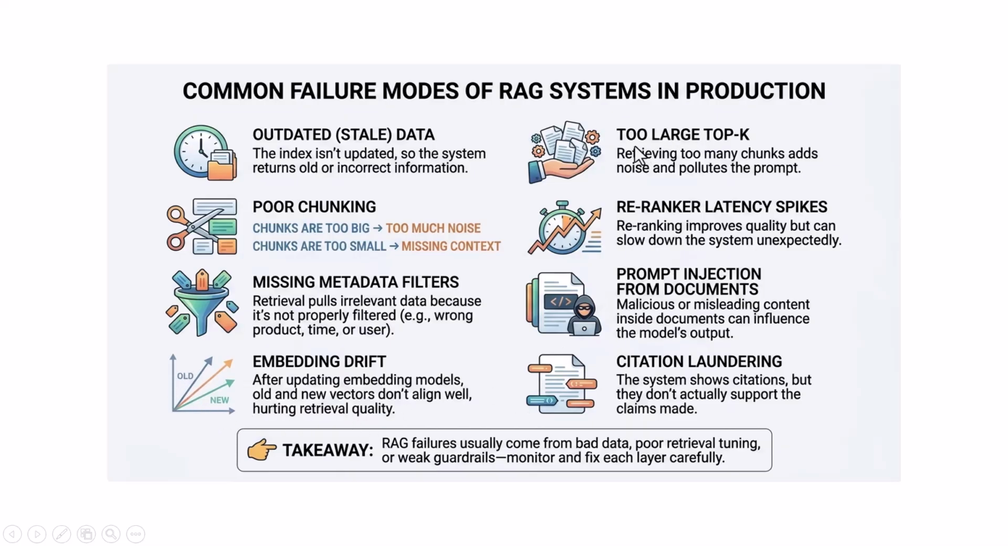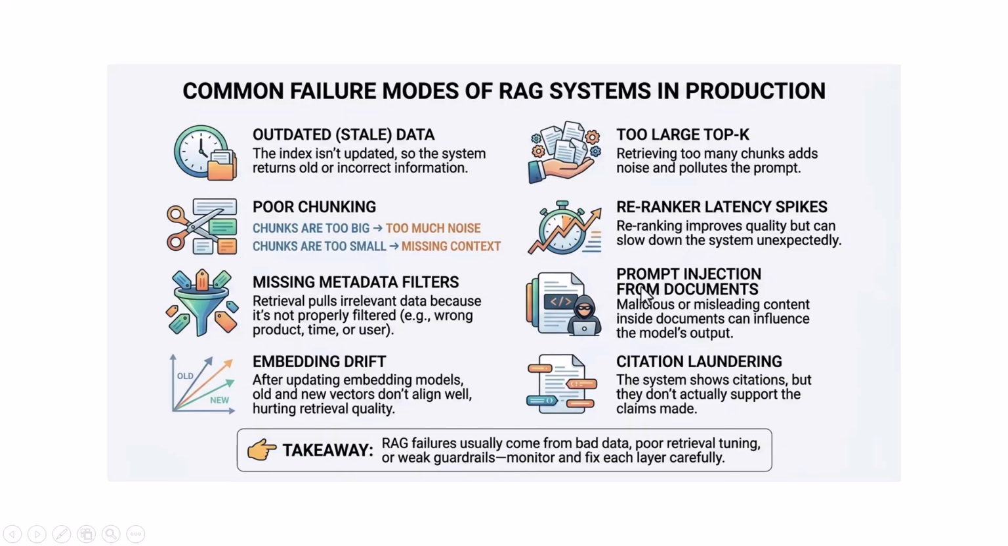And the next common failure is too large top K. That is, retrieving too many chunks can add noise and can pollute the prompt. And another common failure is re-ranker latency spikes. That is, re-ranking improves quality but can slow down the system unexpectedly.